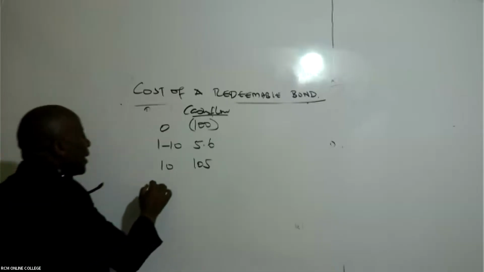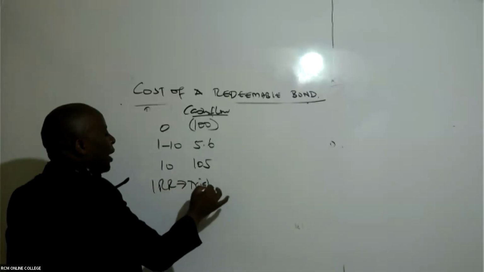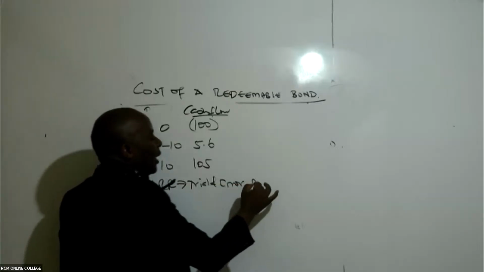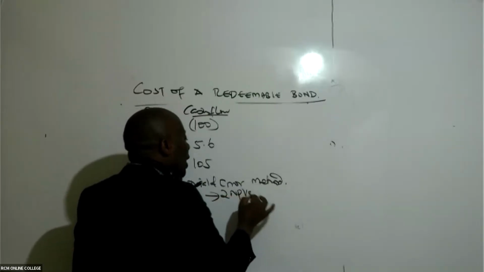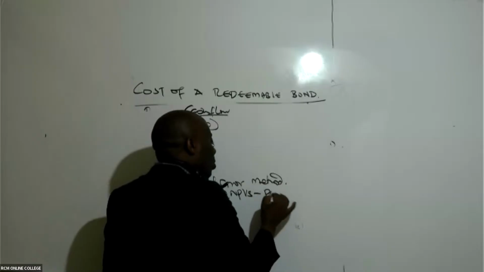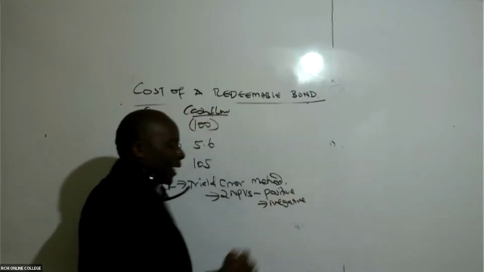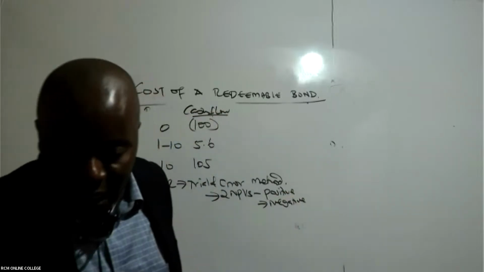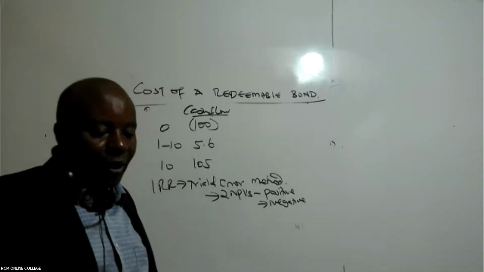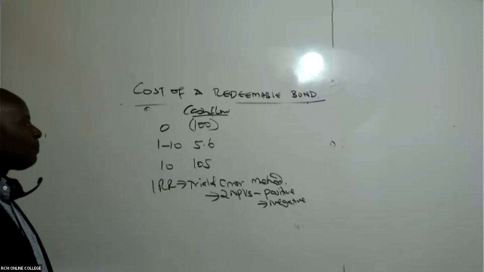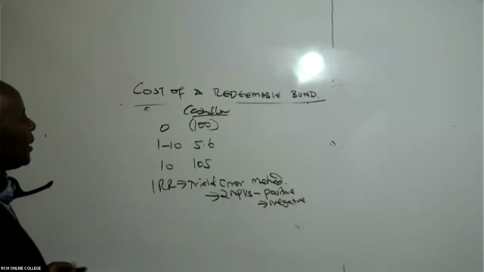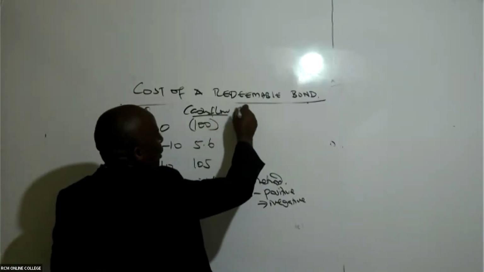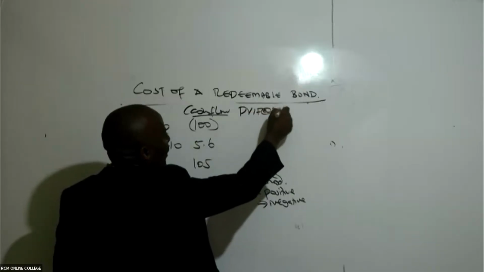So remember, for IRR, we normally use the trial and error method. And we need 2 NPVs. One must be a positive NPV and the other one must be a negative NPV. So it's trial and error. So in this case, we try present value interest factors at 10%.